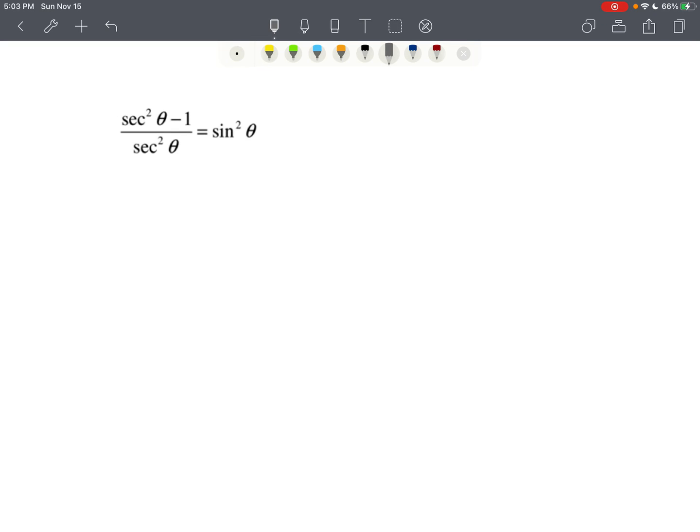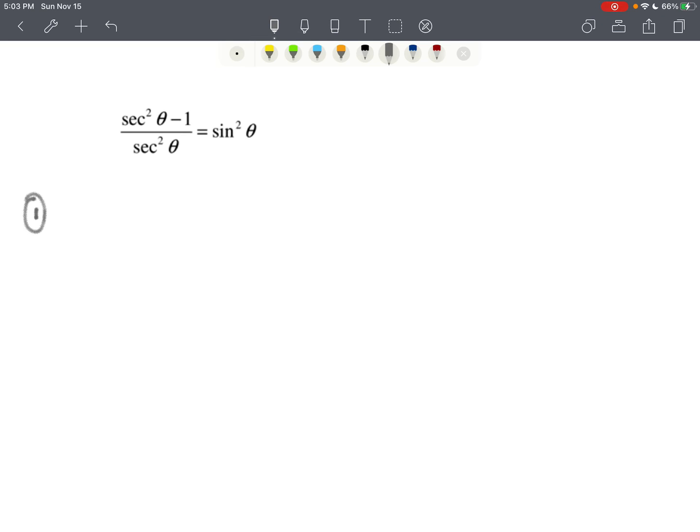Here we have secant squared of theta minus 1 over secant squared of theta, and that is equal to sine squared of theta, and we need to verify this. I'm going to do this one a couple of different ways because you can. And I want you to be able to see the two different ways.